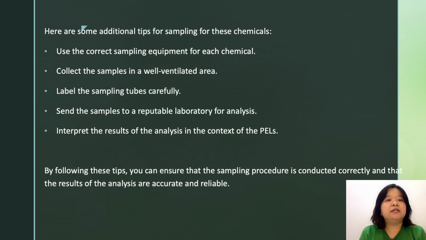So here are some additional tips for sampling of these chemicals. Like I say, use the correct sample, collect the sample in a well-ventilated area, label each sample, send the sample to a reputable laboratory for analysis, and number 5, interpret the result in the context of PEL. By following these tips, you can ensure that the sampling procedure is conducted correctly and that the results of analysis are accurate and reliable.